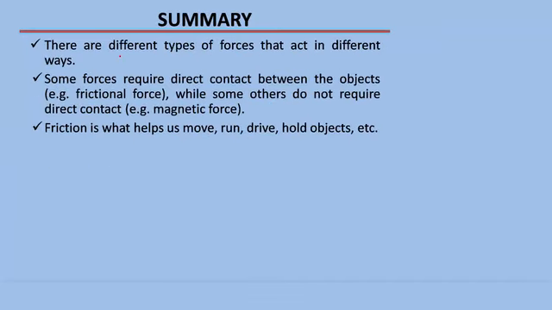In summary, we have learned that there are different types of forces that act in different ways. We also learned that some forces require direct contact between the objects, for example, frictional force, while some other forces do not require direct contact, for example, the magnetic force. We also learned that friction is what helps us to move, run, drive, and hold objects. We're going to take a few questions to see how well you have understood this lesson.